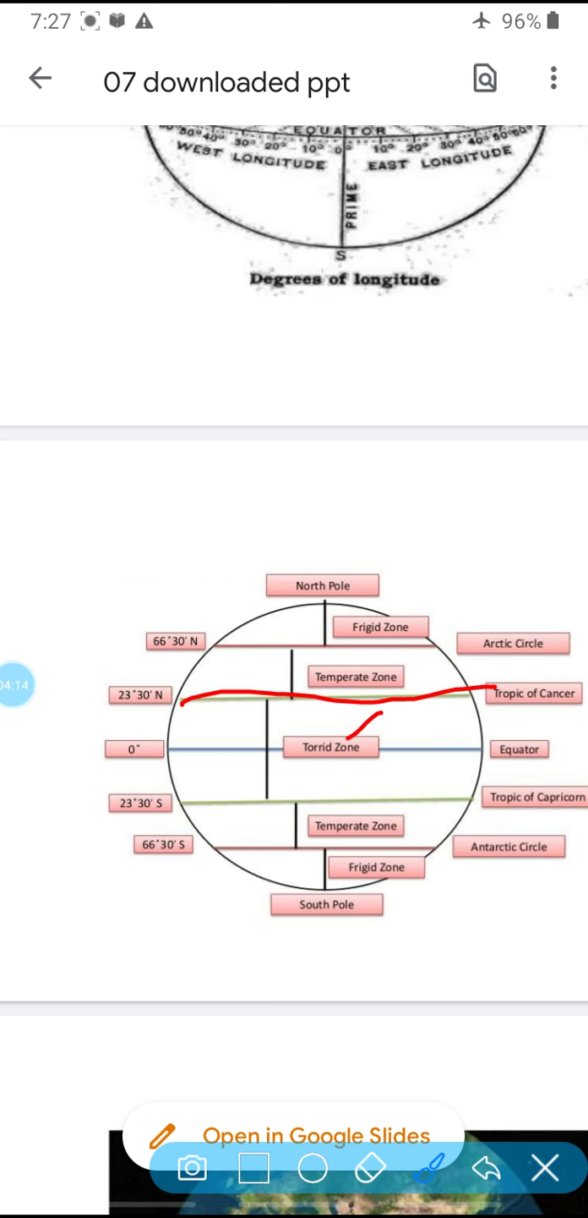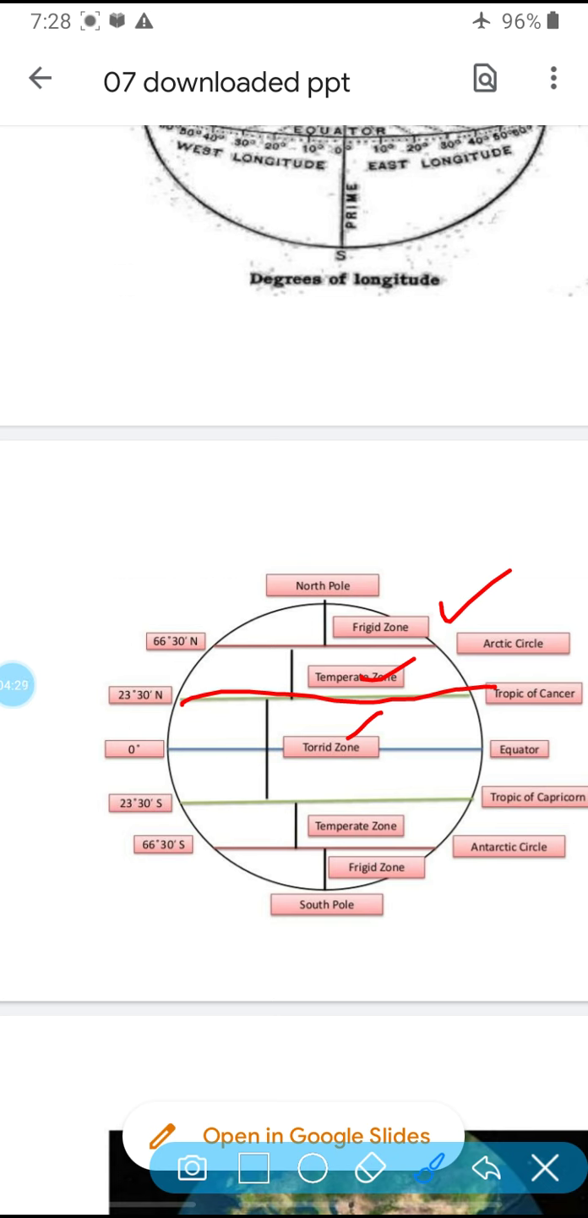The area between the Tropic of Cancer and the Arctic Circle is called the temperate zone. And the area between the North Pole and the Arctic Circle is called the frigid zone. In the torrid zone the temperature is high, in the temperate zone the temperature is moderate, and in the frigid zone the temperature is very low.